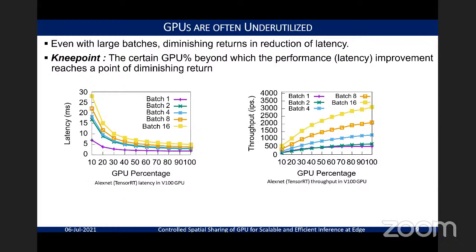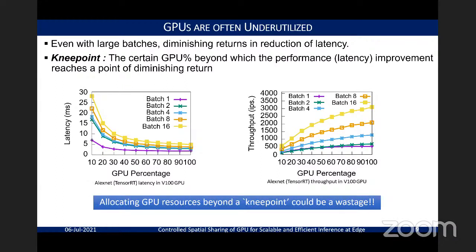So these are the characteristics that we want to take ahead. The takeaway point here is that we want to allocate the GPU resources within the knee point and trade off between the latency and the batch size that you want to operate with. Allocating GPU resources beyond a certain knee point always results in wastage of the GPU resource, because you are not efficiently utilizing it and it does not help in either reducing the latency or improving the throughput.